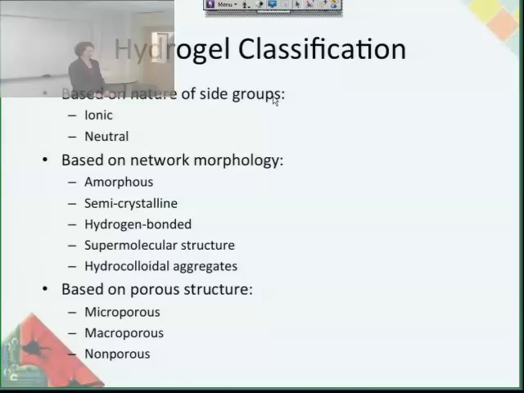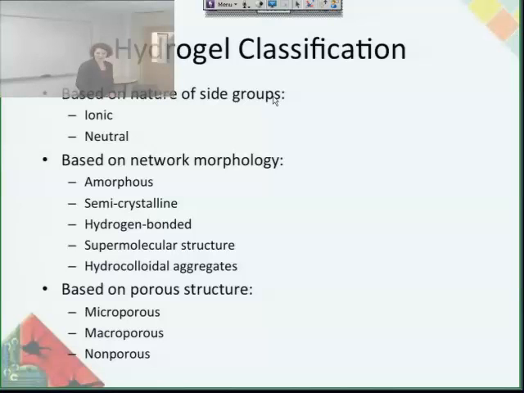Okay, so hydrogels can be classified in a number of different ways, and there are a lot of review articles out there on hydrogels, and you'll read a lot of different ways that they're classified. I've seen them classified based on the nature of their side groups, as either ionic or neutral. I've also seen them classified based on their network morphology, which is a lot more confusing, so they can be amorphous, semicrystalline, hydrogen bonded, or based on some supermolecular structure like collagen. And then I've also seen them based on their porous structure.